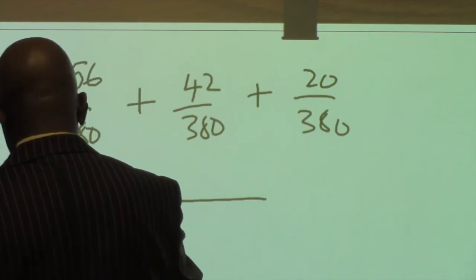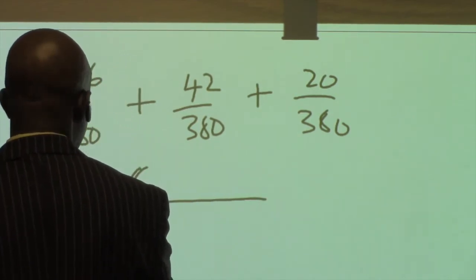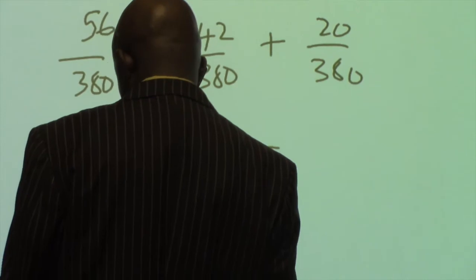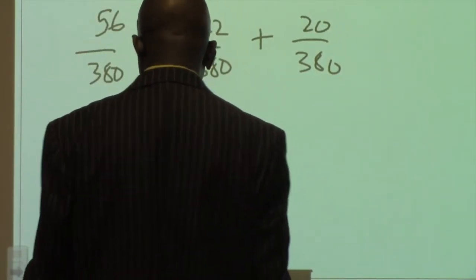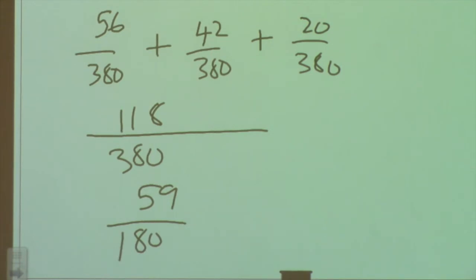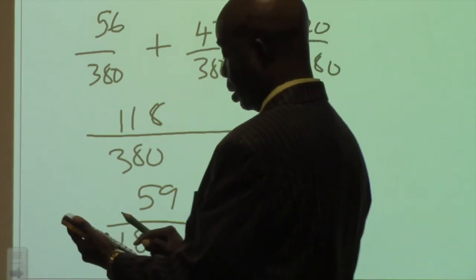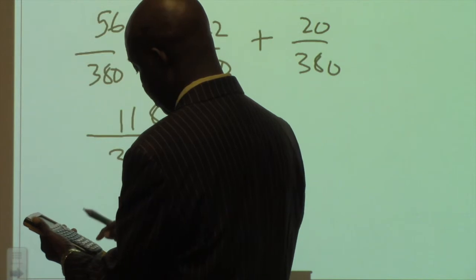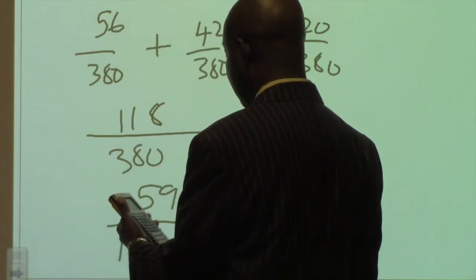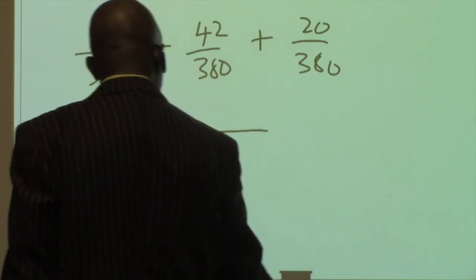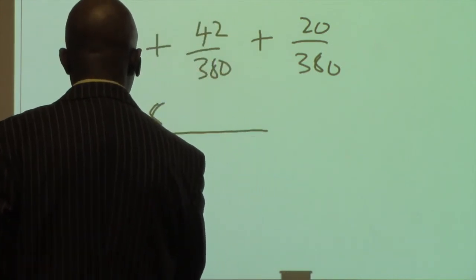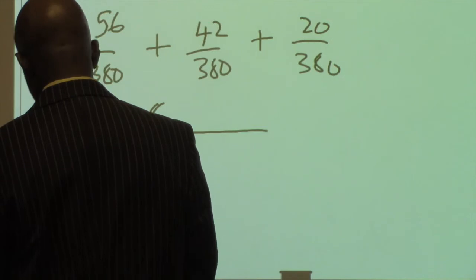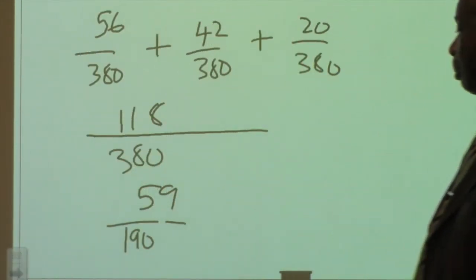We add up all those numbers on top. We're going to have 118 over what? 380. And after we simplify, we're going to have 59 over what? Let me make sure of that. Let me divide this quickly. I don't want to give you a wrong division. I think I have something here wrong. So it's 118 divided by 2, 59 over 190. Yeah. So it's 59 over 190. So that's the probability of these events happening.